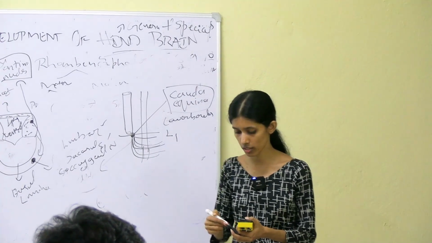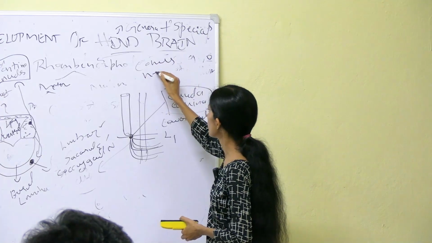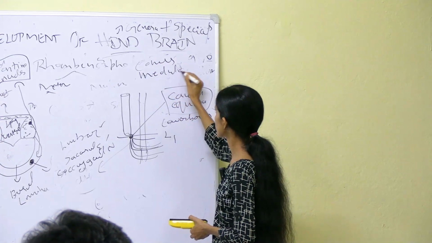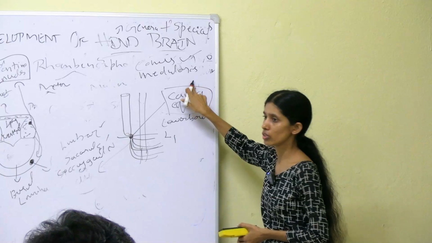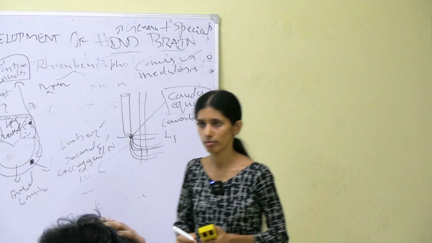Okay, remember this cauda equina, and also one more important structure is there, that is called conus medullaris. You can study about this in the gross structure. Right now remember this one, cauda equina. Okay.